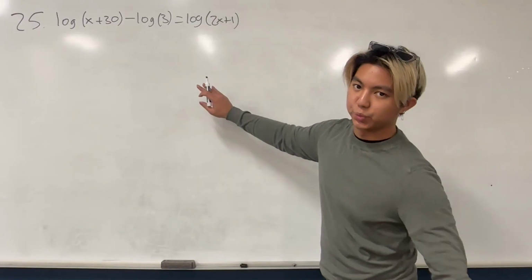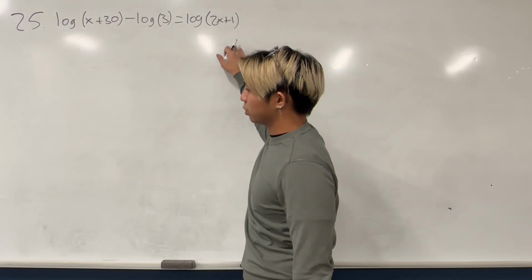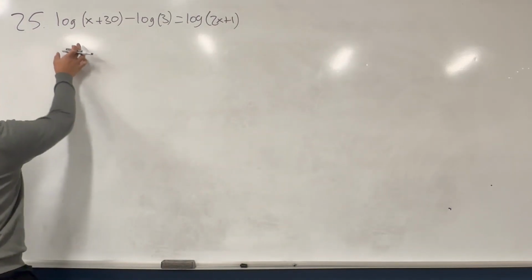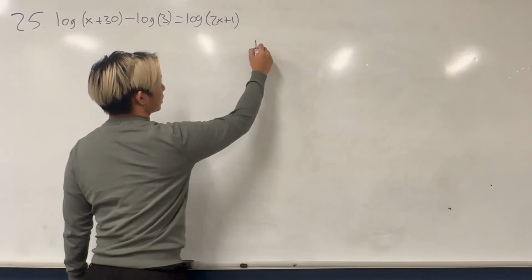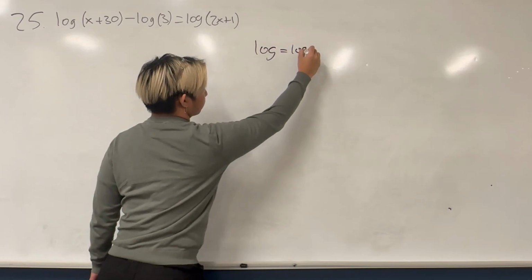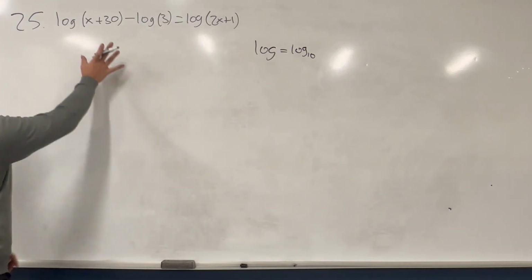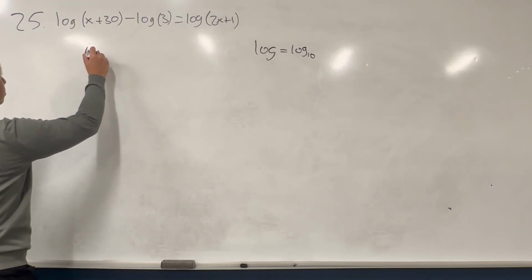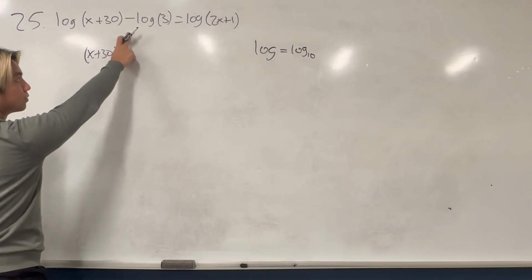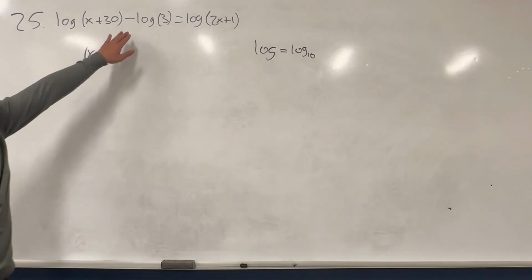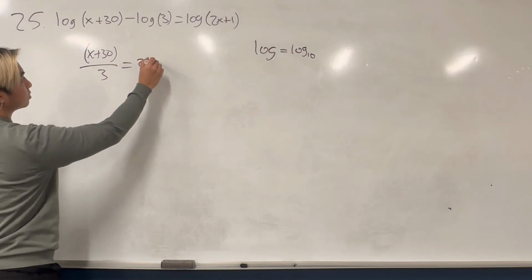Okay, and so for question 25, we have log of x plus 30 minus log 3 equals log of 2x plus 1. So what's the first thing we notice? We have log, log, and log, and there's no base, right? But just know that when a log is by itself, it's actually log base 10, just kind of invisible. So we can combine these two. Since it's a minus, it's actually division, equal to 2x plus 1.